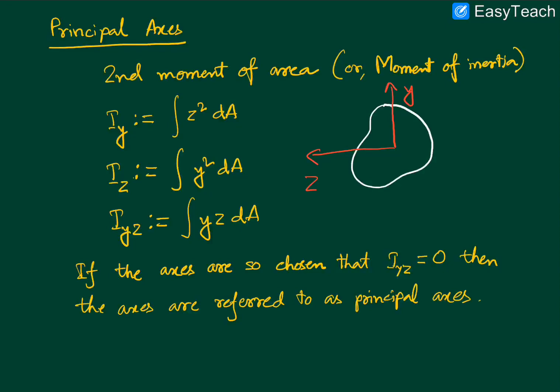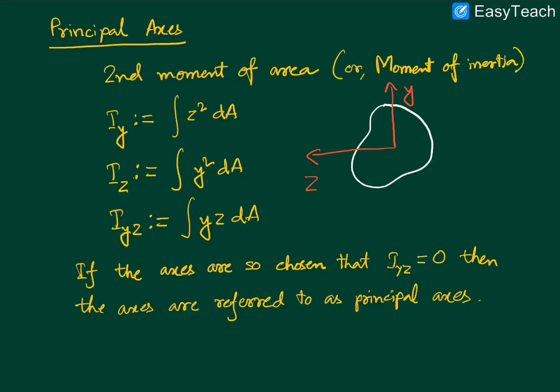Now, it is interesting to note that when we have such a situation that Iyz is equal to 0, it also so happens that the values of Iy and Iz take on extremum values. So one of them is a maximum, the other is a minimum. It is of course possible to prove this mathematically, but we are not going to go down that route.